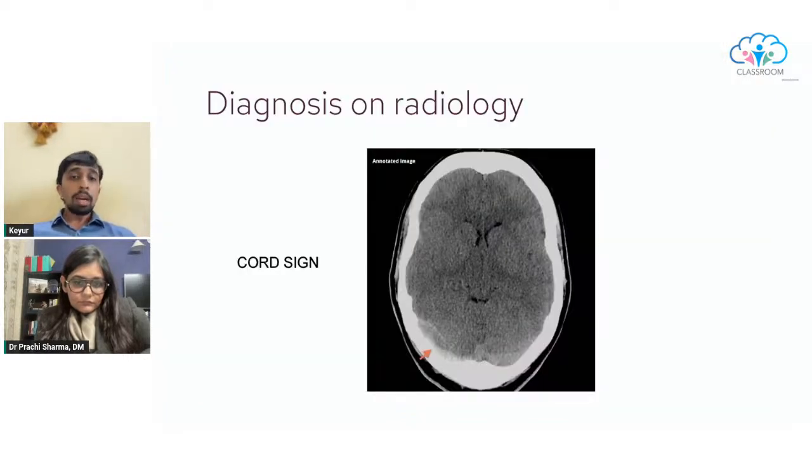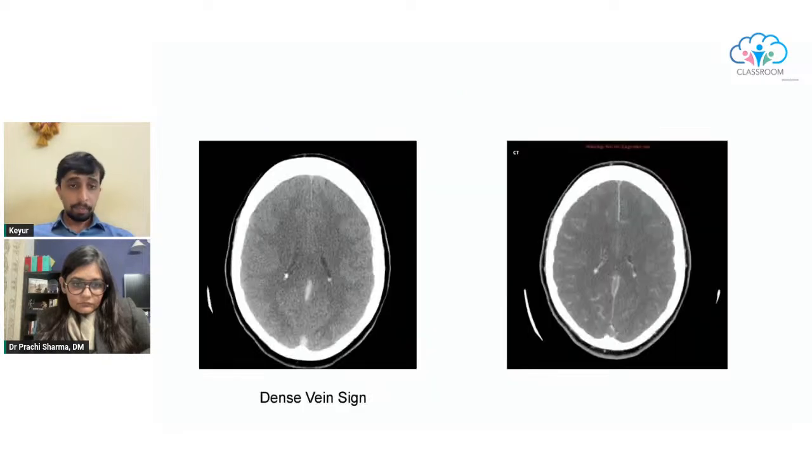How will we diagnose on radiology? So this is a non-contrast plain CT of a patient who has right transverse sinus thrombosis. Here we can see, compared to the left side, the right side transverse sinus appears hyperdense. This sign is known as the cord sign. Any cortical vein or cerebral venous sinus which is thrombosed will appear hyperdense on non-contrast CT.